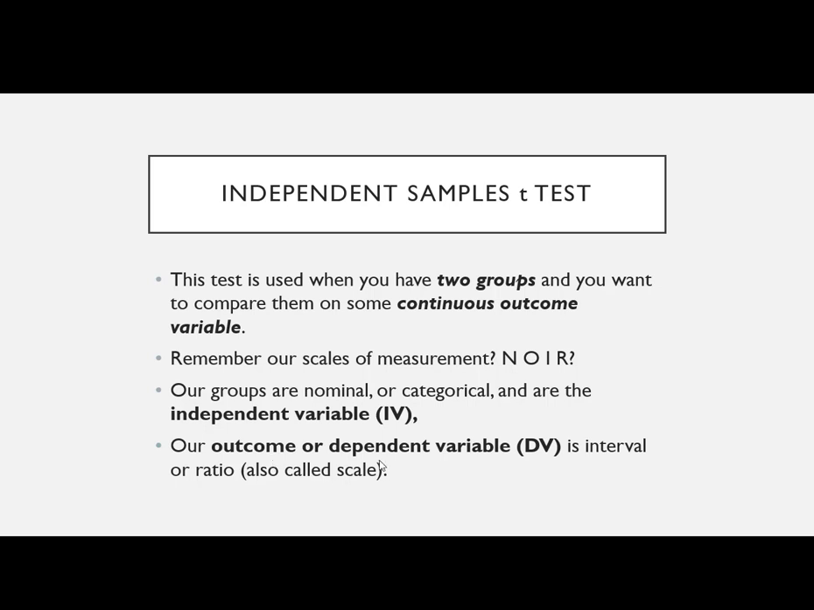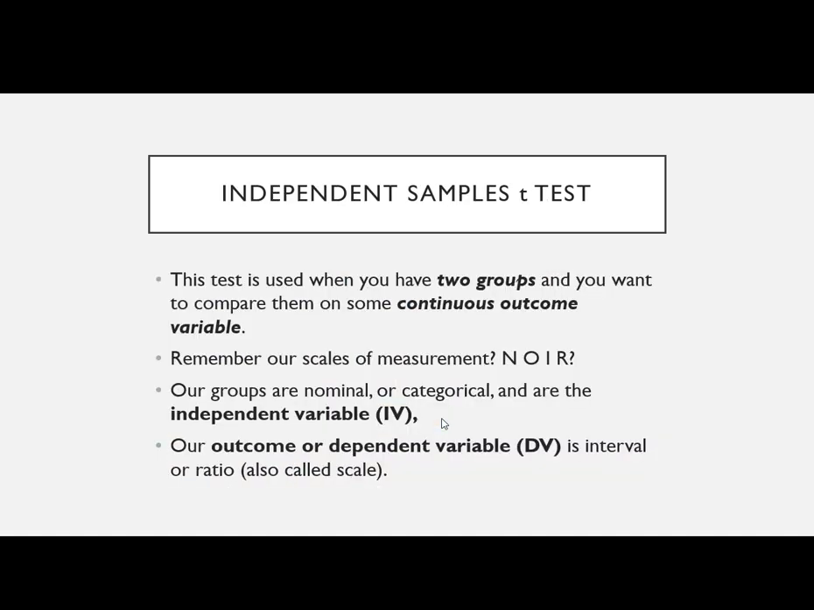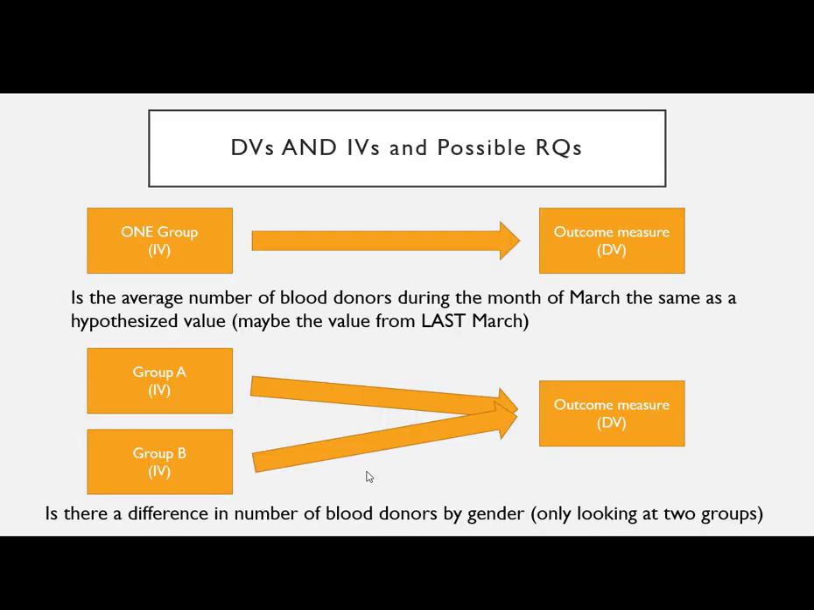The outcome or dependent variable, the DV, is the interval or ratio variable that we are observing or measuring. In SPSS, the interval and ratio is also called scale. So it's a scale variable of interest. We're looking at the outcome of interest for two different groups for an independent samples t-test.